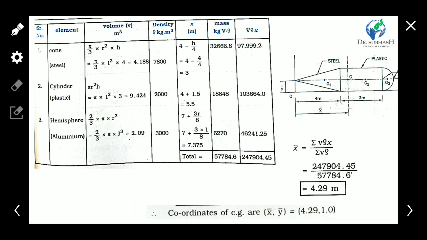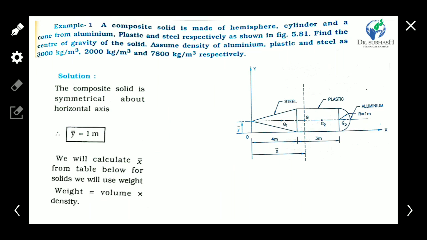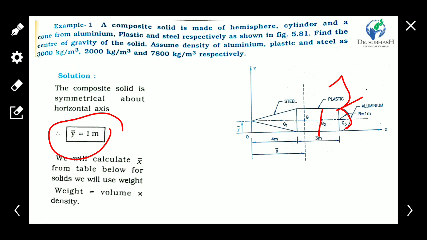Now let's start. First we have to see whether the object is symmetrical. Here the object is symmetrical about the horizontal x-axis. So directly we get y bar: the radius of this object is 1 meter, so the total diameter is 2 meters. Half of the diameter is 1, so y bar is 1 meter.